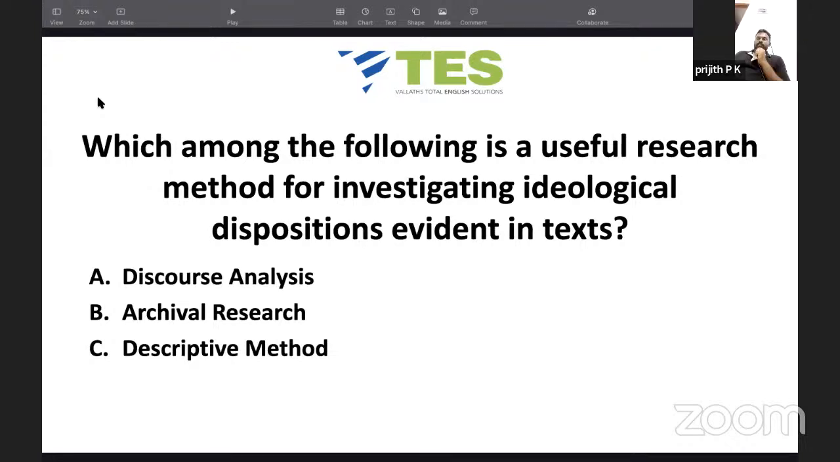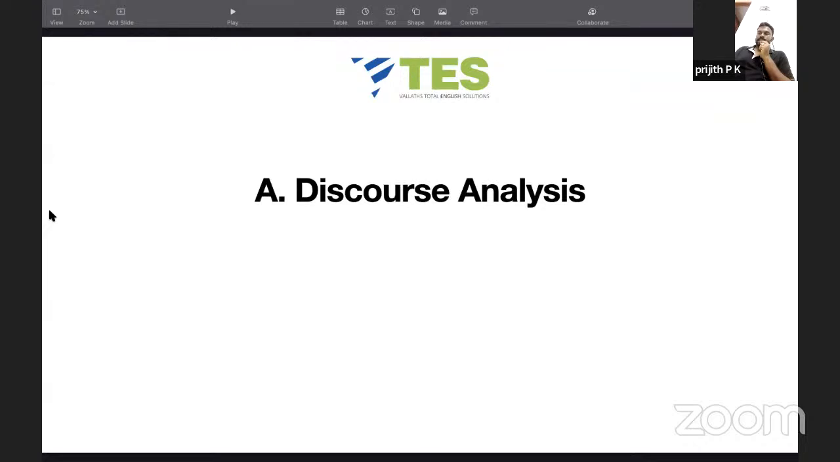Which among the following is a useful research method for investigating ideological dispositions evident in text? Options: A, discourse analysis. B, archival research. C, descriptive method. And the correct answer is discourse analysis.